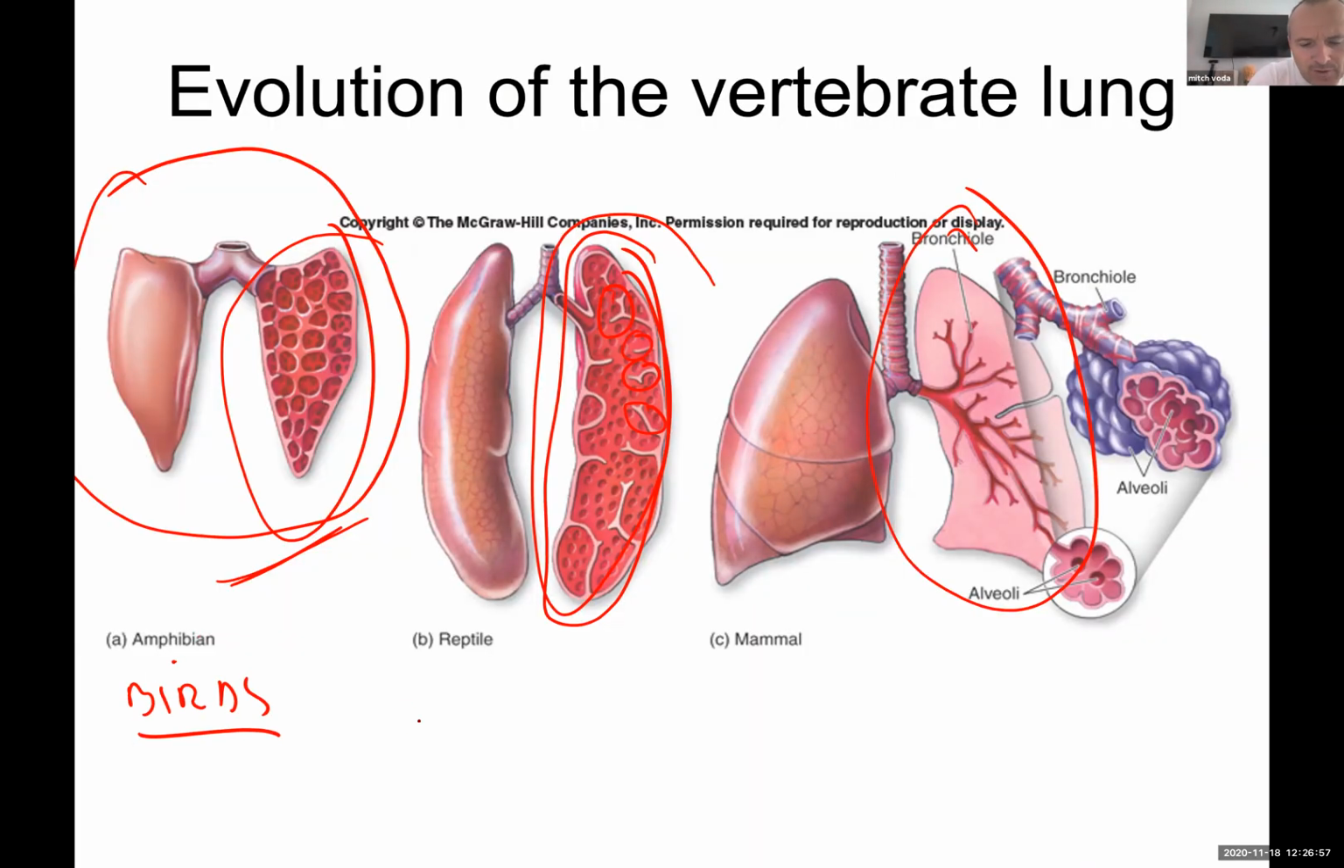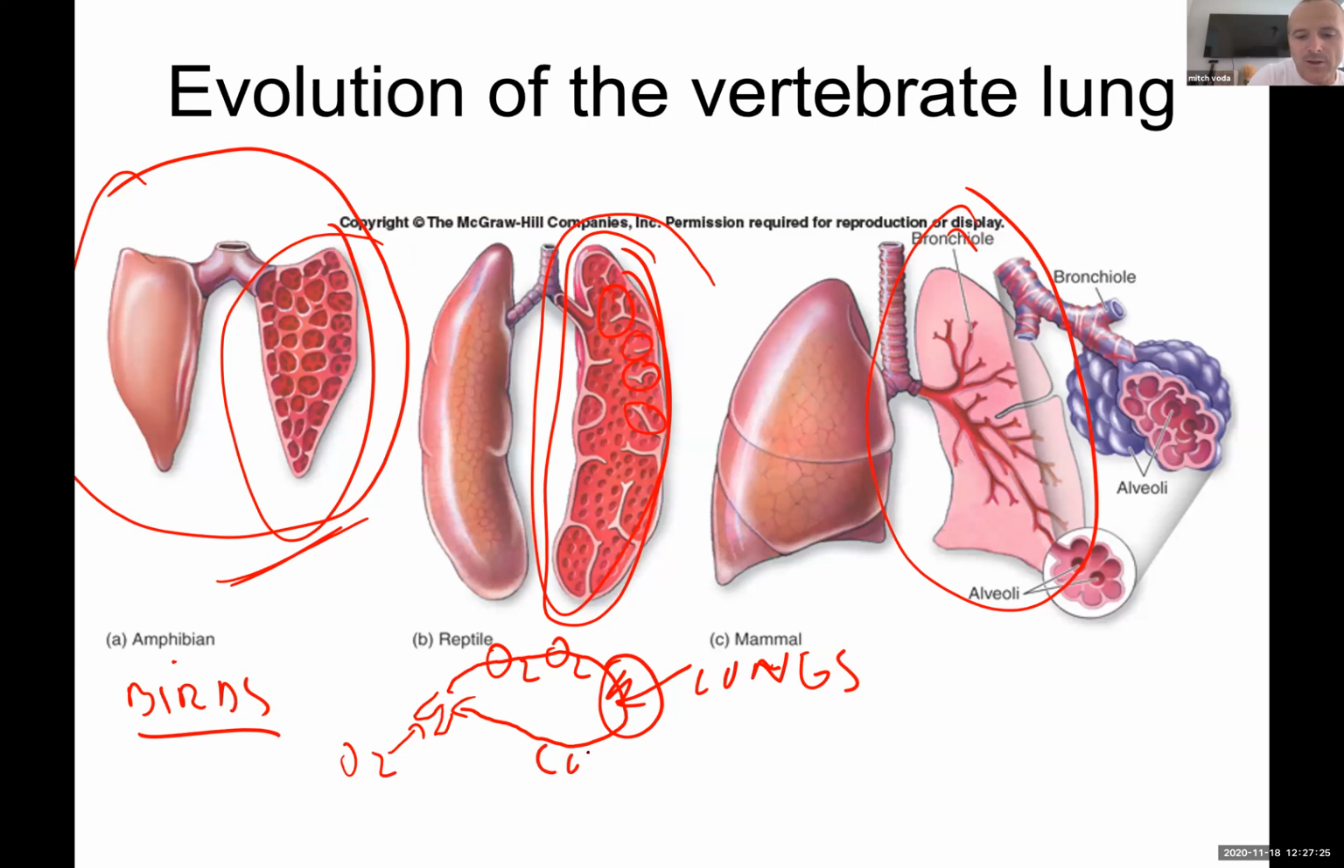For birds, let's assume that this is the beak right here. So they get their oxygen. Oxygen goes through one pipe and carbon dioxide leaves through another route. So oxygen, oxygen, here you would have the lungs. This region right here would be the lungs, or the air sacs, as they are called. And then carbon dioxide comes through a different pipe.